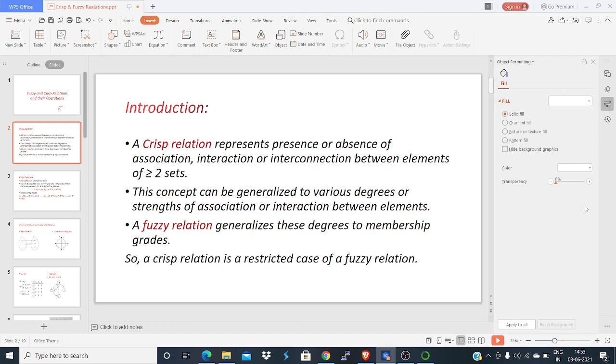Whereas in crisp, the answers are always 0 or 1, true or false, yes or no. It's binary values. Let's say we want to check whether an item is a liquid or not. Water is a liquid, whereas wood is not. Book is not, and so on.